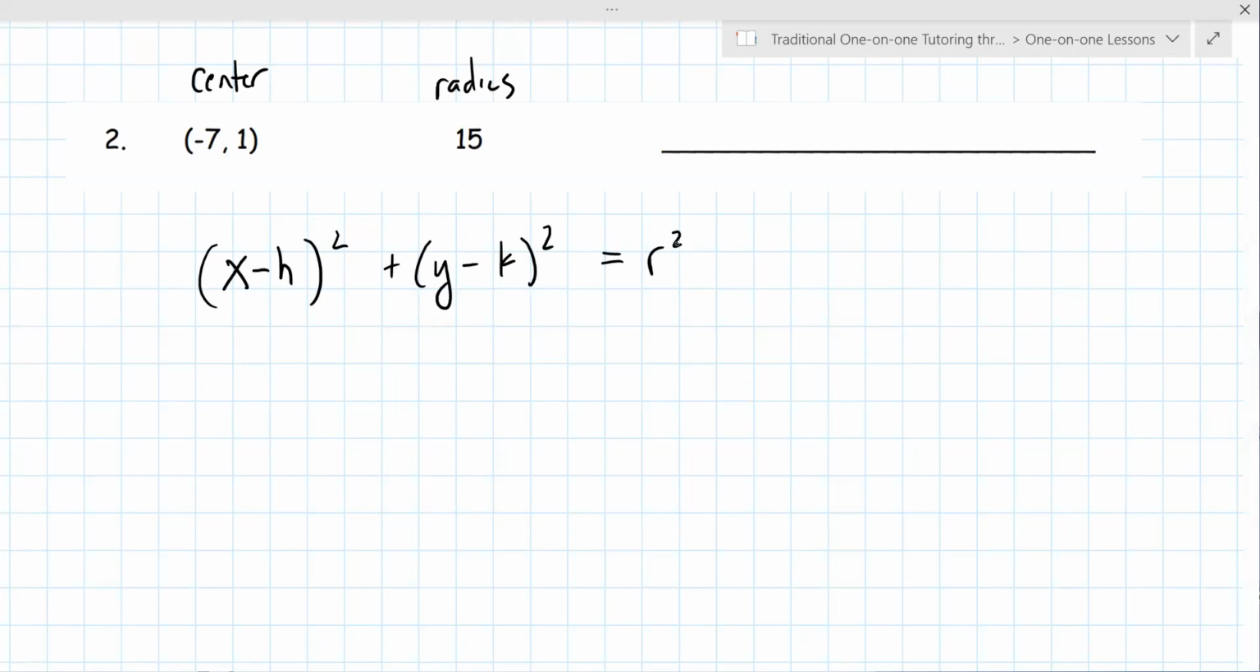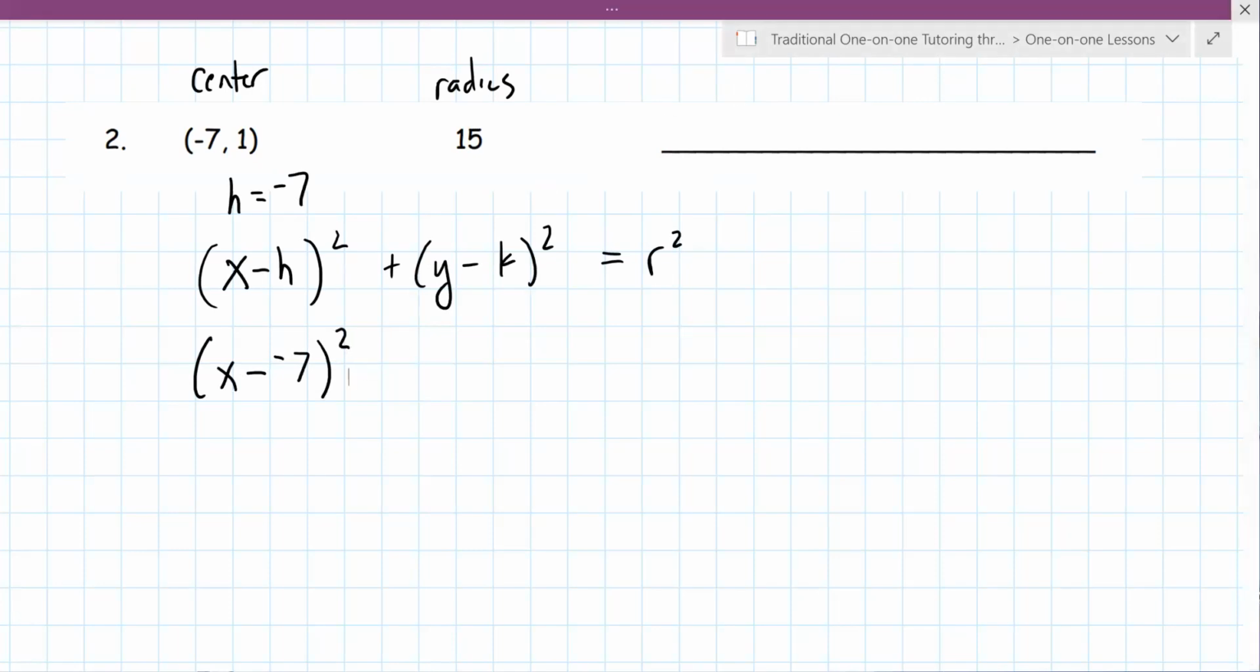H equals -7. So you write x minus -7. Yeah, I was just saying it in the x area. Plus, what's the value of k? The value of k is 1. So you only substitute that in for k. It's y minus 1 squared. It equals 15 squared.